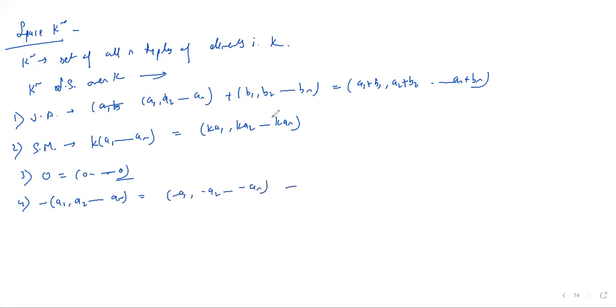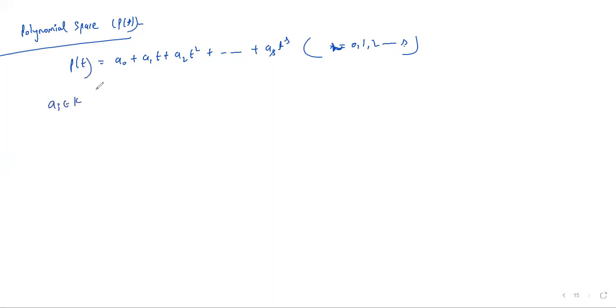So with this field of scalars, an arbitrary field K, K^n is a vector space over K. So the space K^n forms a vector space. Okay. Now if I talk about the polynomial space, which is P(t).